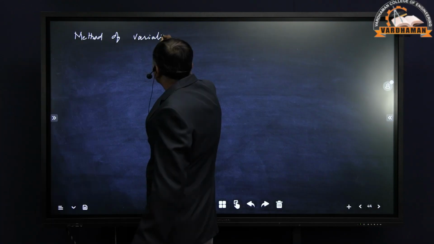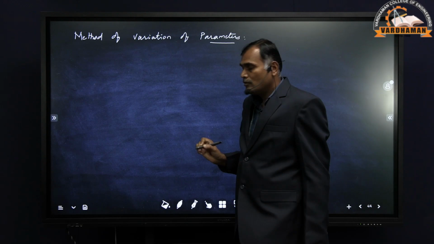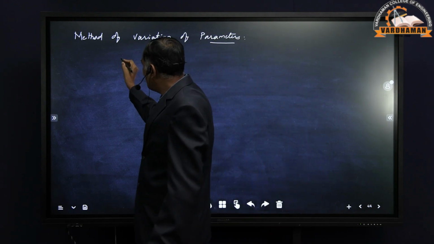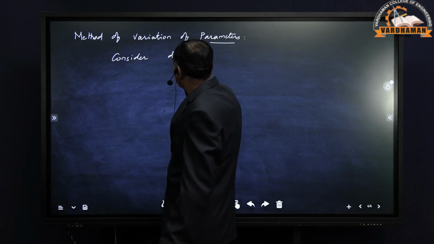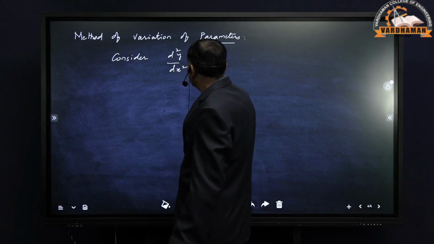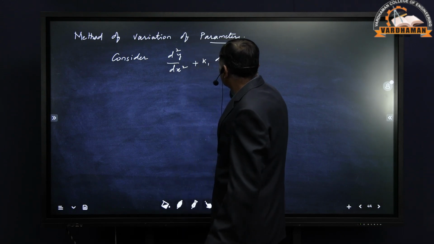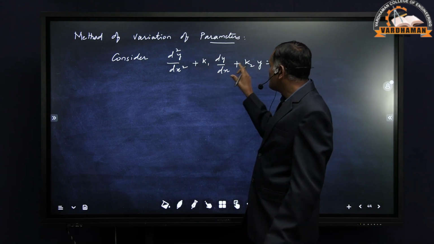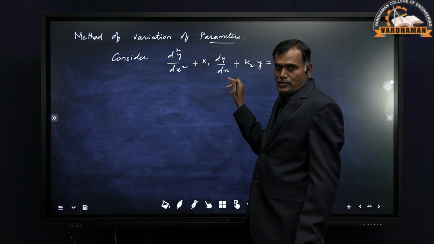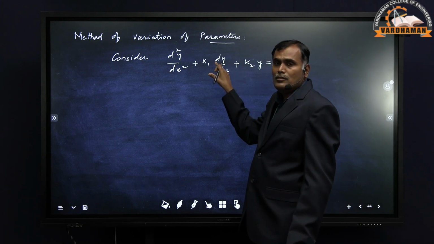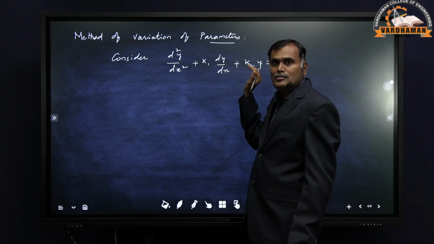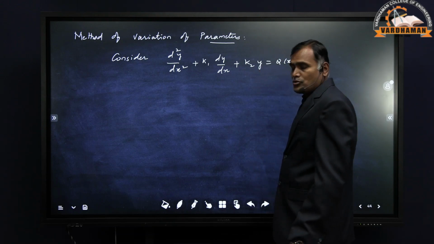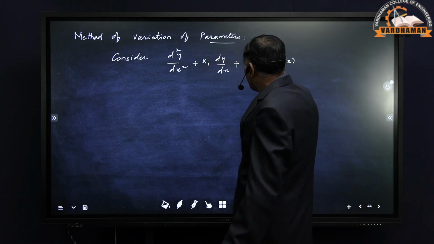Now to find the solution by this method, let us consider a second order differential equation like this. Let us say this is the given differential equation. Here k1, k2 can be either functions or constants, but in this video I am going to take k1, k2 as constants. Now q is a function of x. Let us say this is the given problem.